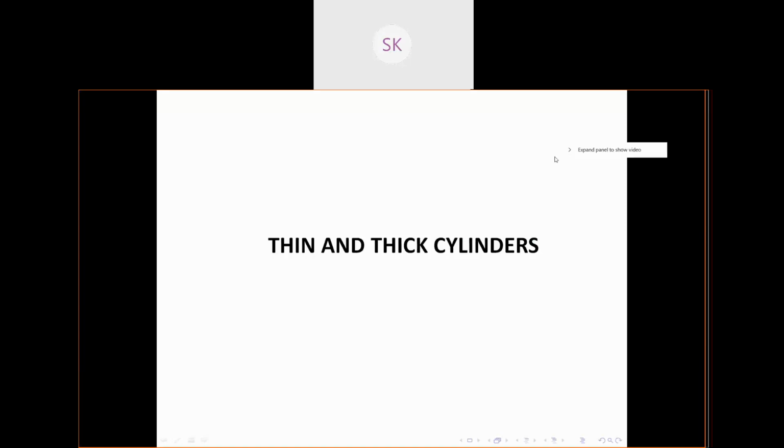So earlier we discussed the method of joints and method of sections. Hope that part is clear. If some confusion still remains, let me know. We'll take some extra class later on. Okay. So let's start with a new topic: thin and thick cylinders.